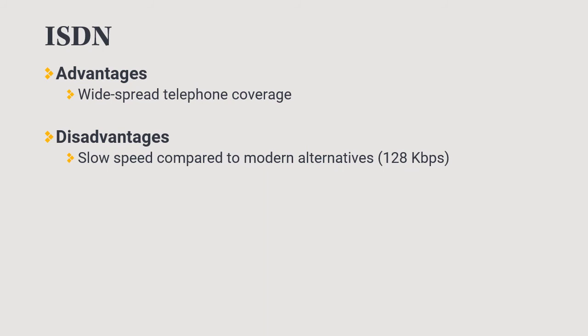Next, we've got ISDN. So again, the advantages are there's widespread telephone coverage, and typically the ISDN channels were run along with the telephone cable. Because we have widespread coverage of this infrastructure, it makes it easier to get an ISDN. The disadvantage is, again, we still have a very slow speed. This is 128 kilobits per second. So again, not megabits, but kilobits.